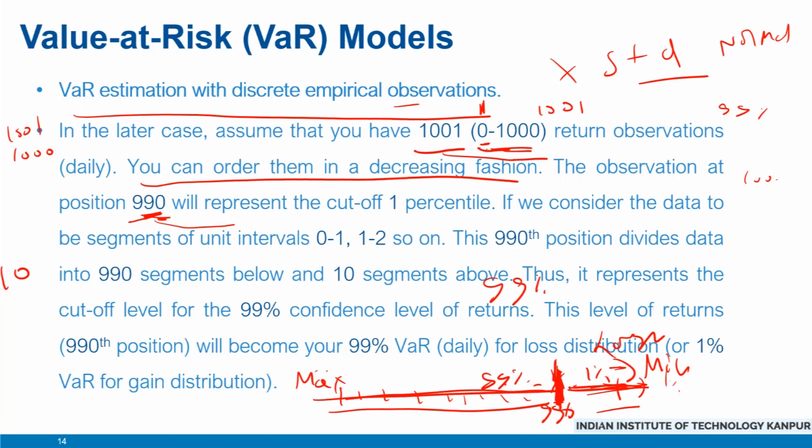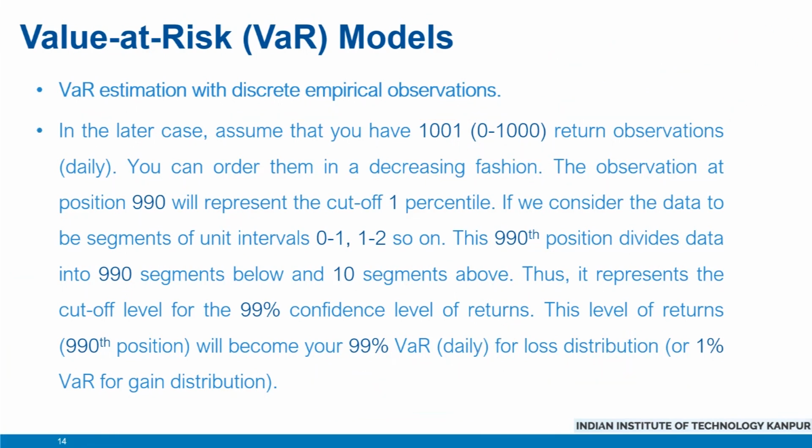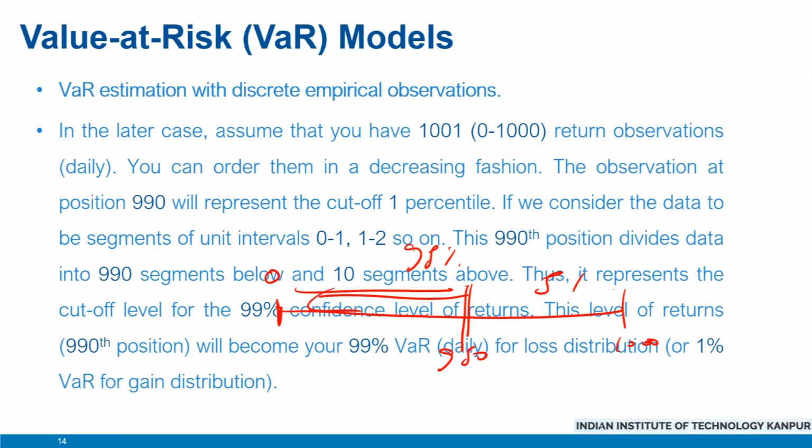be this value. Similarly, you can think of 95%. Then I can use observation number 950 as a 95% cutoff, because this 950th observation, starting from 0 to 1000, will distribute this segment into 95% length here and 5% here. So this becomes my 95% cutoff. That means 95% of the observations are on the left, and these are the 5% extreme loss sort of observations. So I can say with 95% confidence that this will be my maximum loss.